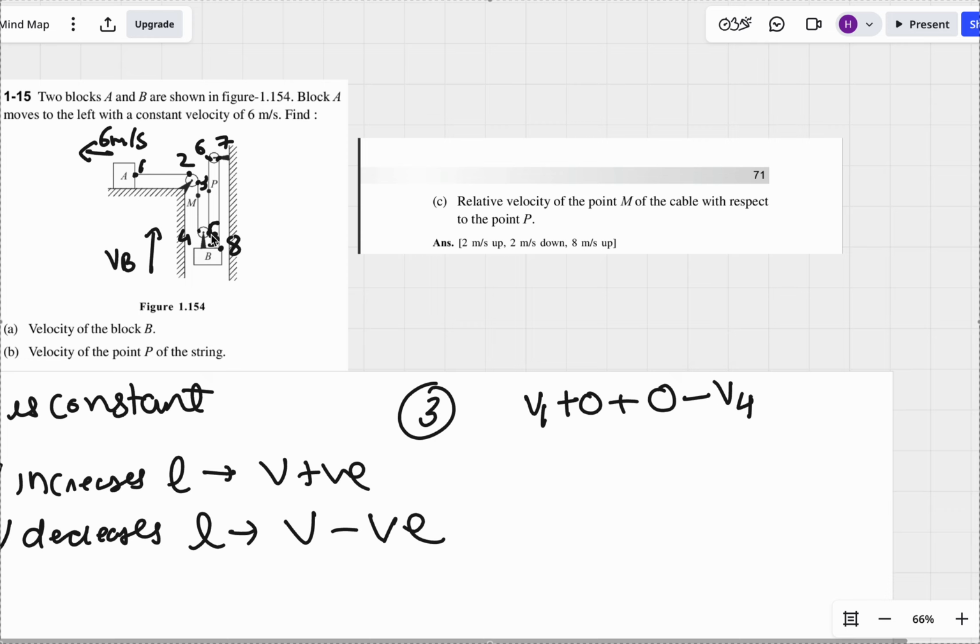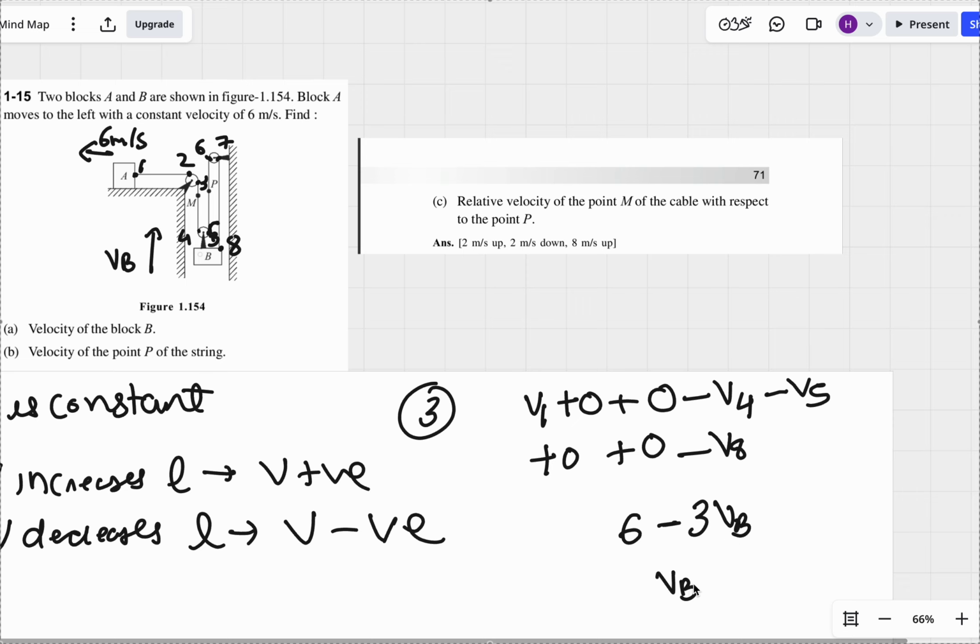Point 5 is again going upwards, so it is decreasing the length between 5 and 6. So it is minus V5. Point 6 is 0. Point 7 is 0, attached to the pulley. Point 8 is again going upwards, decreasing the length, minus V8. Now, V1 is how much? V1 is 6. And minus: point 4 is moving with VB, point 5 is moving upwards with VB, and point 8 is also moving upwards with VB. This is the velocity of block B. So it is minus 3 times VB.